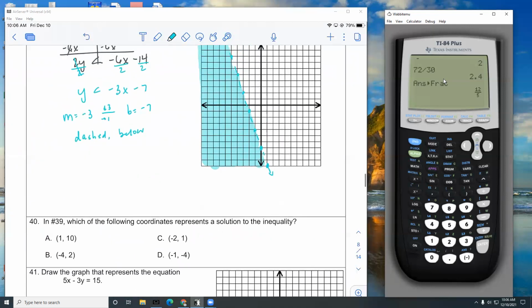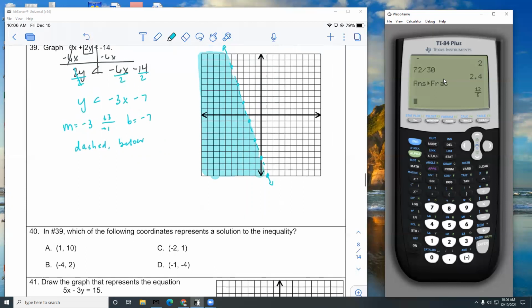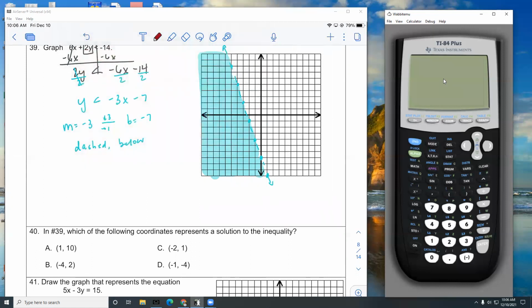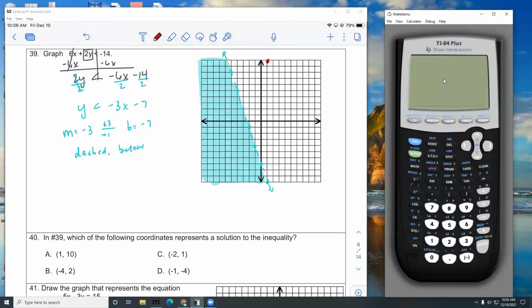So 40 says, in number 39, which of the following coordinates would represent a solution to the inequality? So guys, remember, a solution is anything that lies inside of that shaded area. So let's look. The point 1, 10 is all the way up here, so that's not in my shaded area. Negative 2, 1, let's see, negative 1, negative 2, 1. That's not in my shaded area. Negative 4, 2. That's looking good.